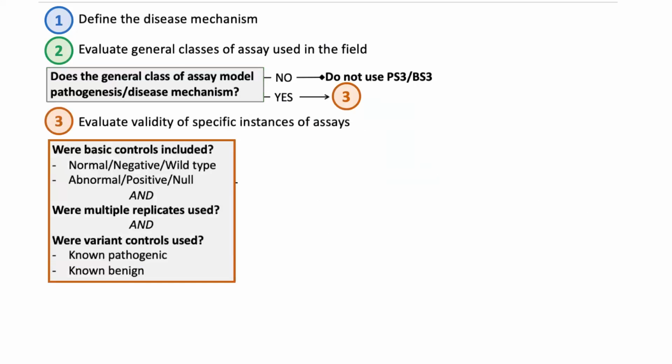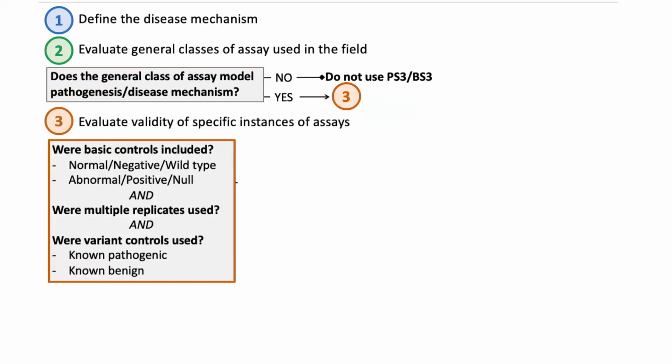So if you are looking at the specific instance of the assay, many different labs might generate functional evidence using the same general class of assay, but differences in specific methods used and the level of validation provided by each group leads us to evaluate each individual assay iteration before it can be applied in clinical variant interpretation.